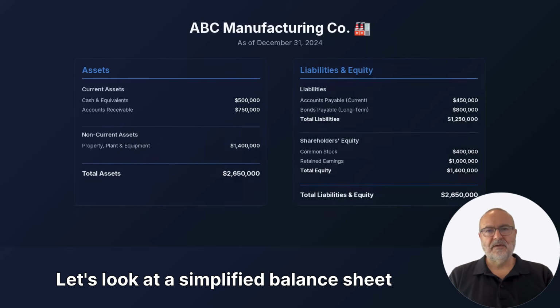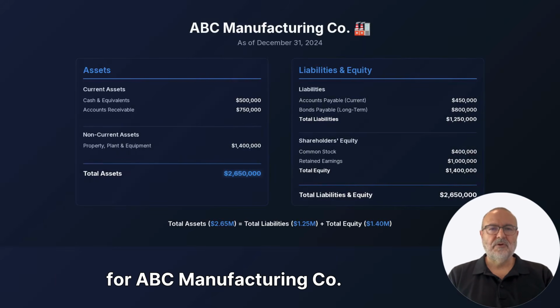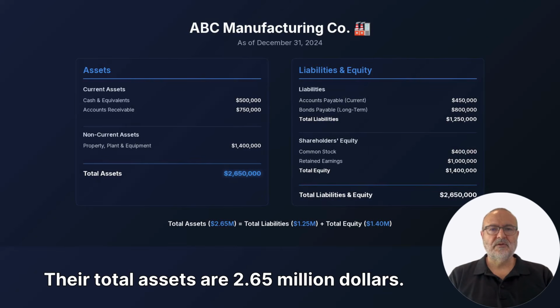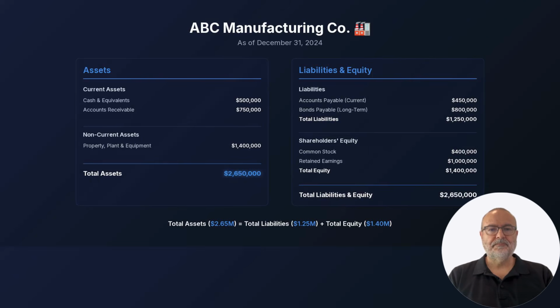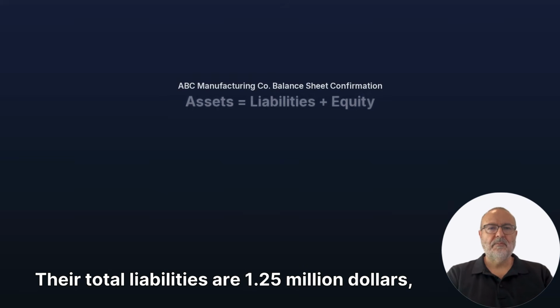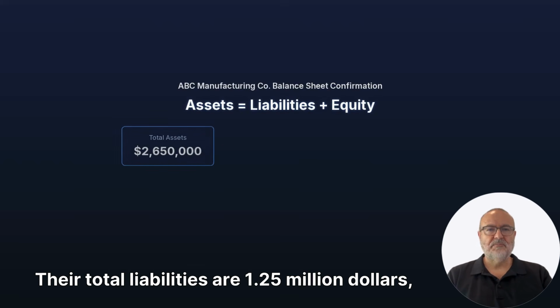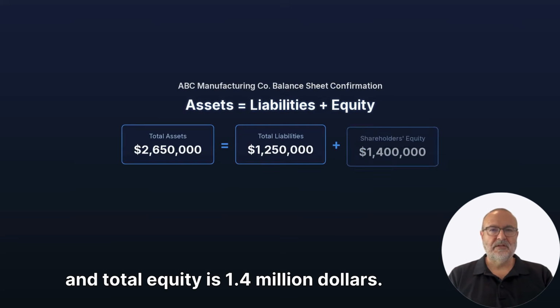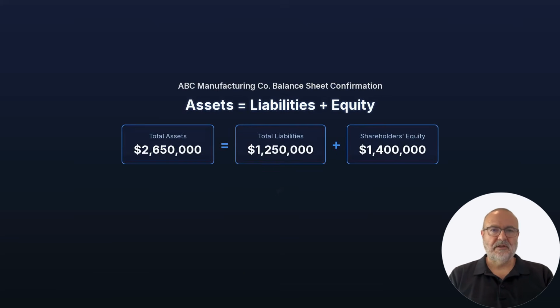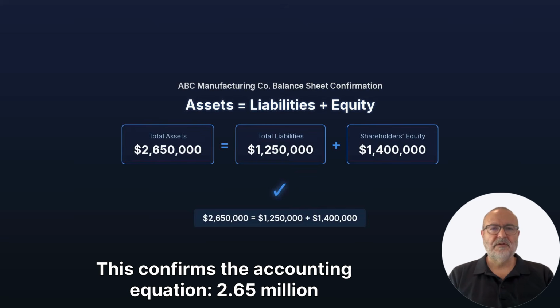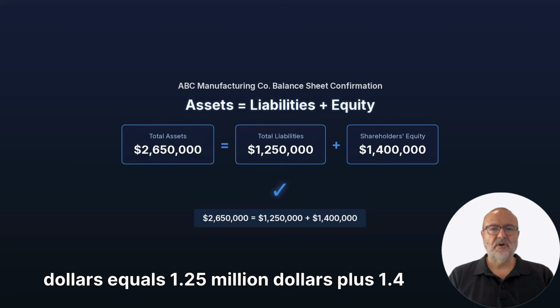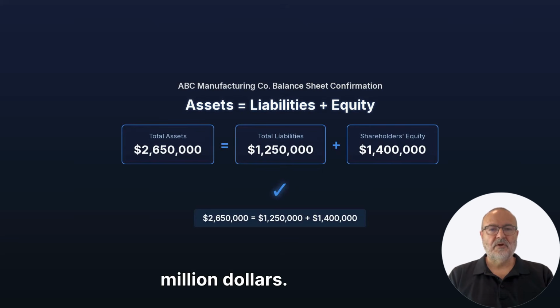Let's look at a simplified balance sheet for ABC Manufacturing Co. As of December 31st, 2024, their total assets are $2.65 million. Their total liabilities are $1.25 million, and total equity is $1.4 million. This confirms the accounting equation. $2.65 million equals $1.25 million plus $1.4 million.